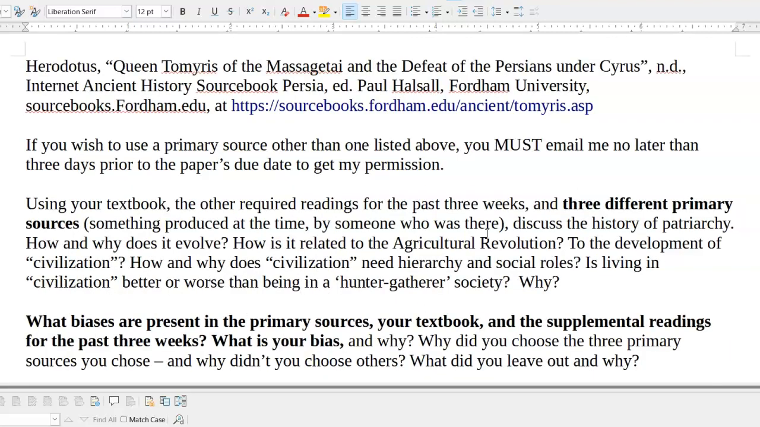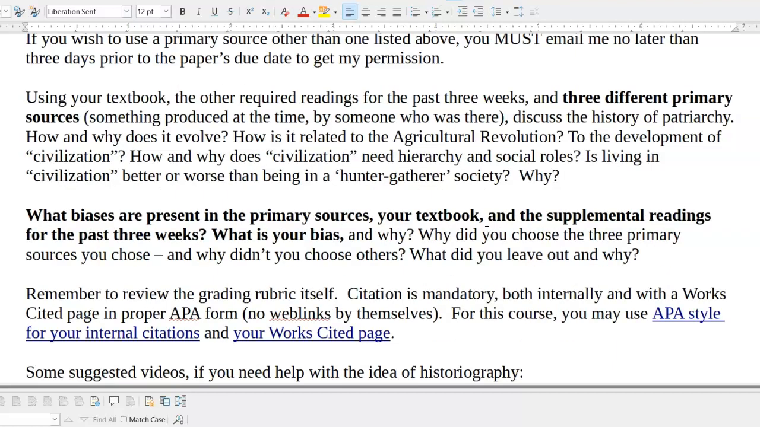All right. So using your textbook, the other required readings for the past 3 weeks, and that means, of course, Harari, it means Diamond, it means the Britannica article on the Stone Age. Anything that has been required in any of the discussions is going to be required in this as well. So be sure you're using those references.